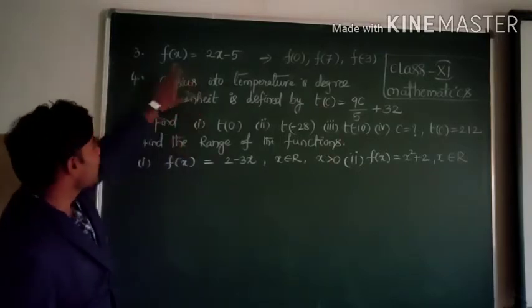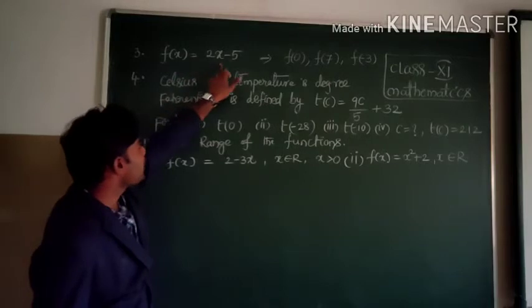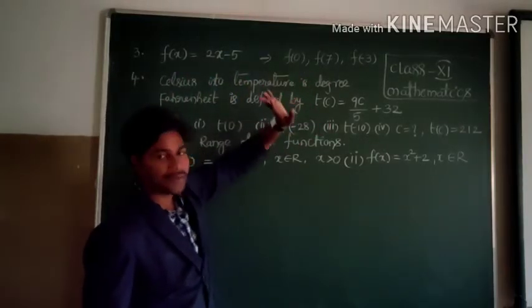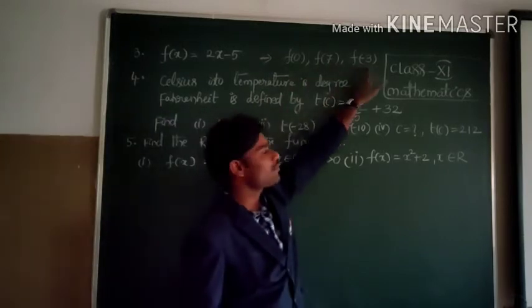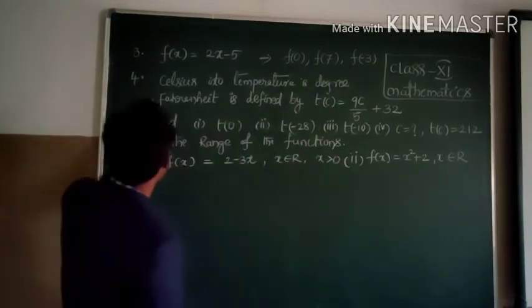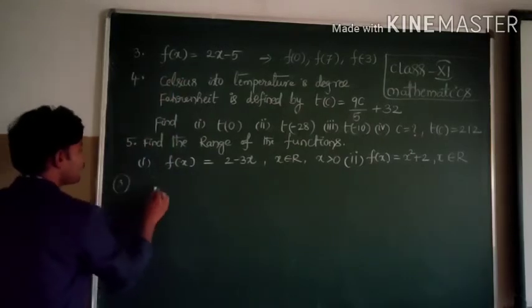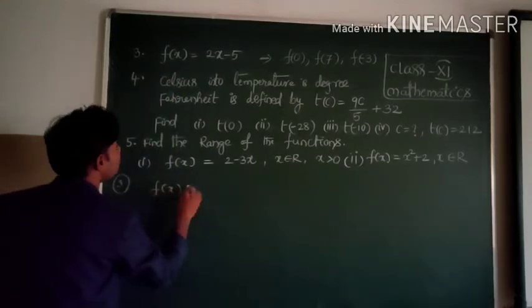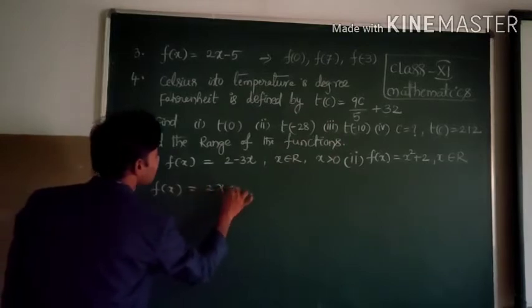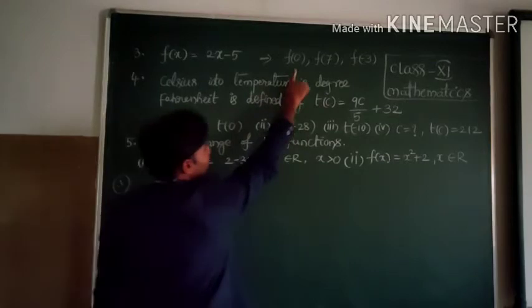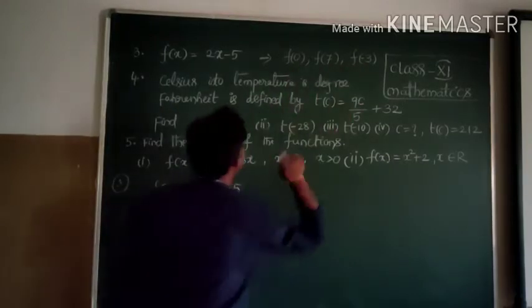The function f of x is defined as 2x minus 5, and you have to find f of 0, f of 7 and f of minus 3. The function f of x is given. So third one, see: f of x is equal to 2x minus 5. This is the function. Right? But you have to find out f of 0, f of 7 and f of minus 3.